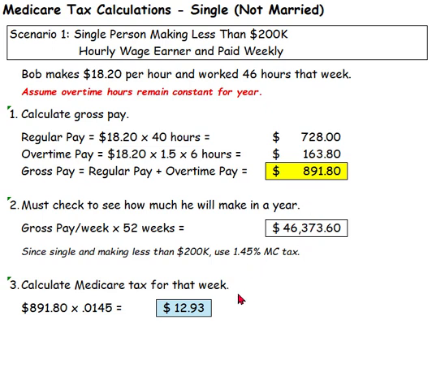rate. So because that's okay, we calculate the Medicare tax for that week, which is the $891.80 times the 1.45%, and Bob would pay $12.93 that week and every week.